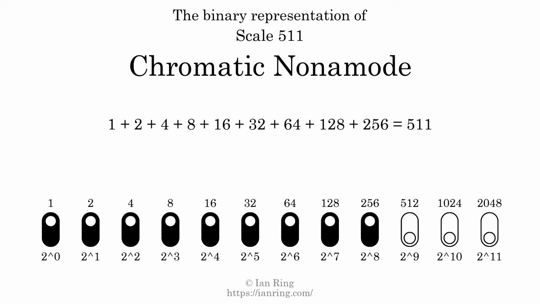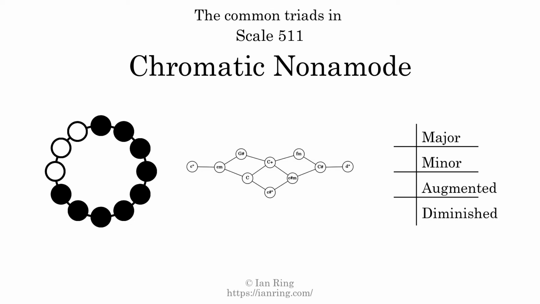The scale number not only enumerates the scale with a unique index, but it also literally describes the tonal content of the scale. Represented as a binary number in base 2, the scale number is 0001111111111. Here are the common triads present in this scale. The diagram in the center is a graph of parsimonious voice leading between triads.